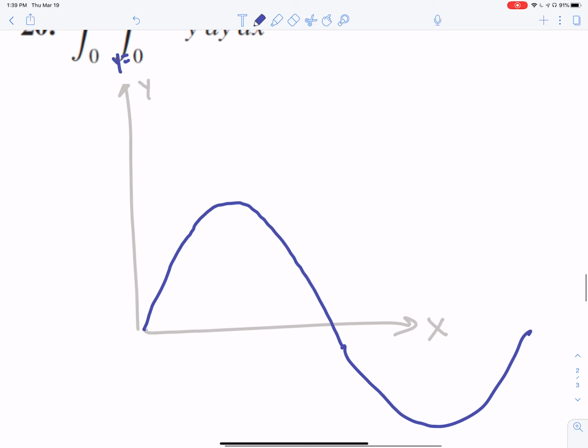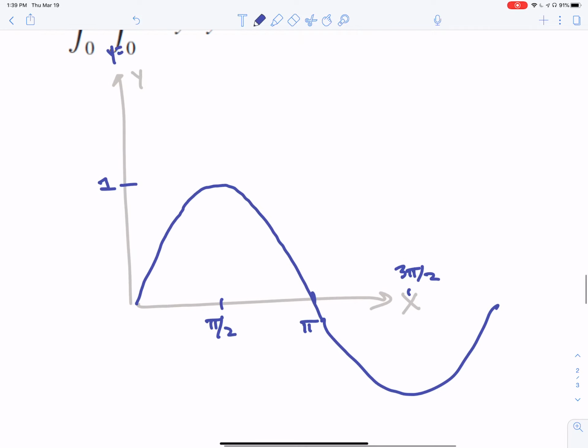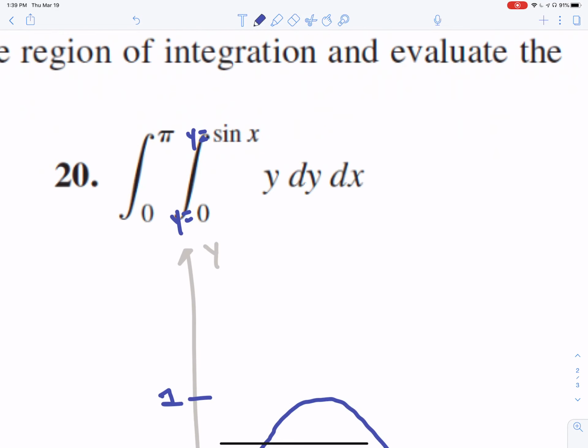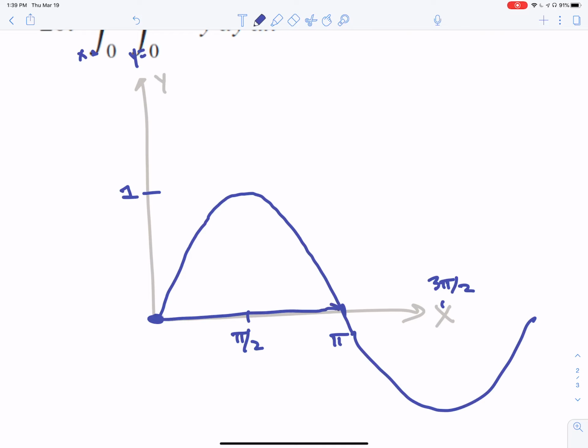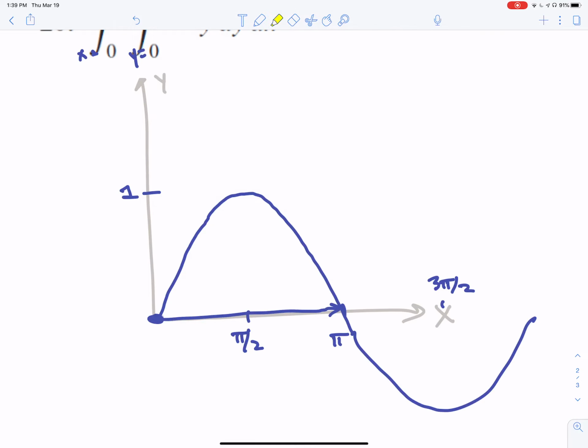And then just to label a couple of these points, we know that this will be a height of 1. This occurs at pi halves. This is pi. This will be 3 pi halves, and so on. And then for the x variable, x is bounded by x equals 0 and x equals pi. So x will go from 0 all the way to pi. So that carves out this region right here.